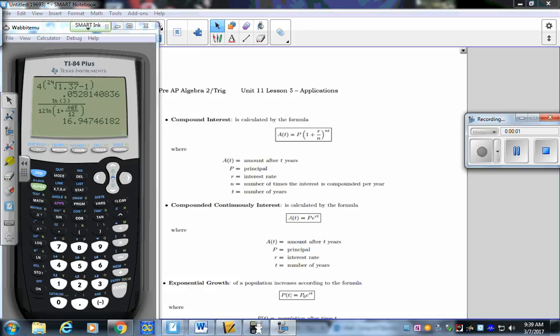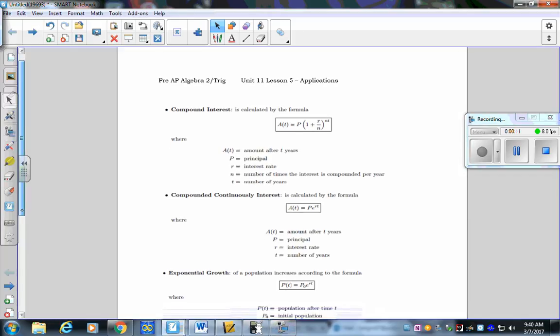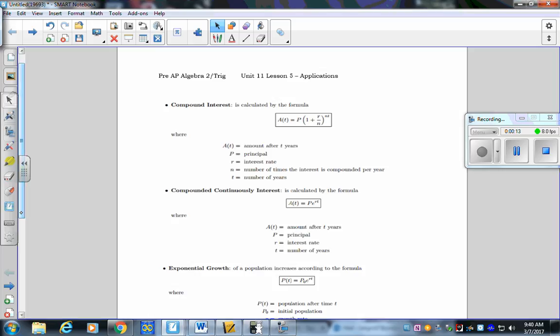In Lesson 5, we're going to be working on applications of exponential functions. Some common places that you'll use them, and this is not all of them by any means, are when you're dealing with compound interest and interest compounded continuously. So there's a difference there.